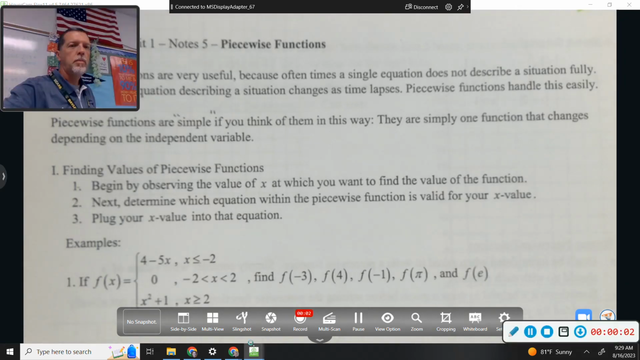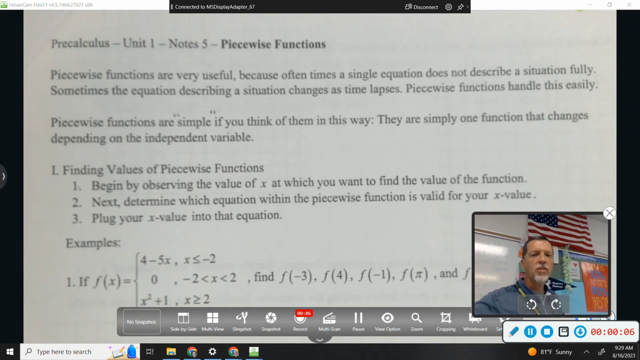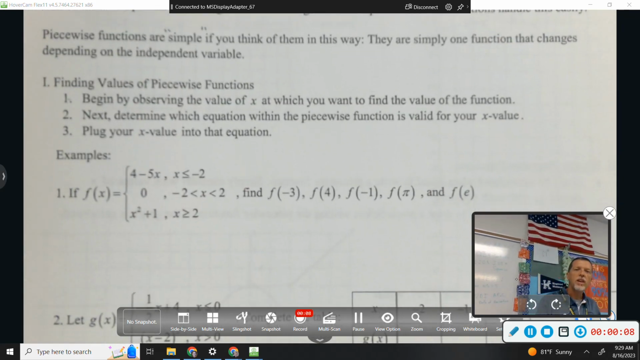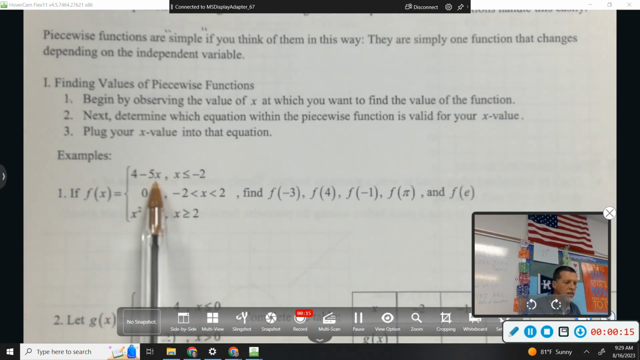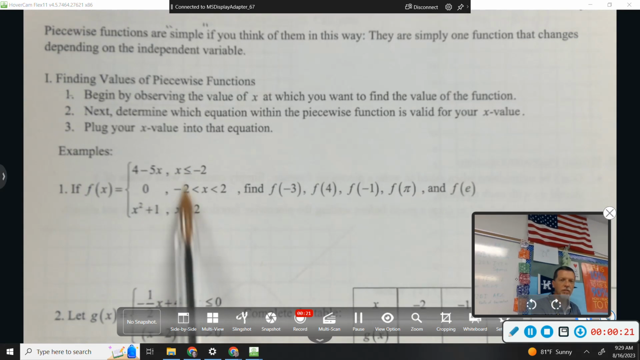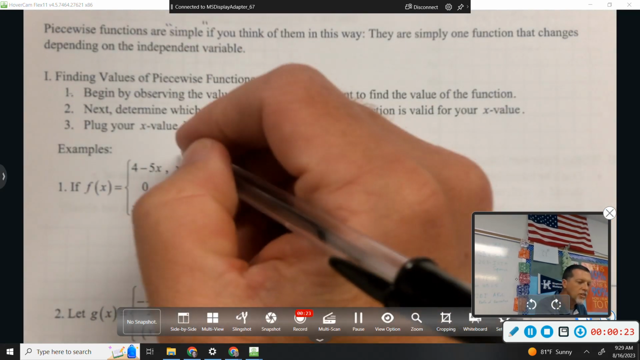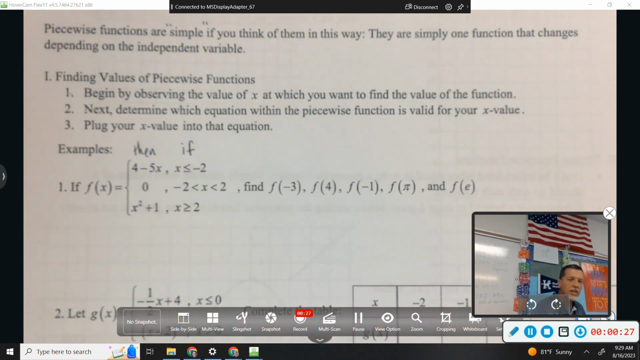So piecewise functions. I think the main struggle with piecewise functions is that they're presented backwards, because here's the function and here is when you use it. So when you're using these things, you have to look at the x part first. The x part is the if, and this part is the then.